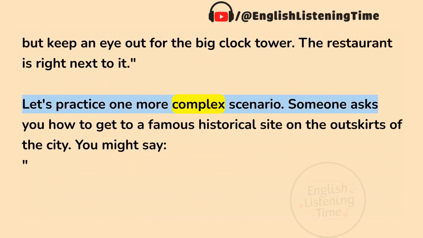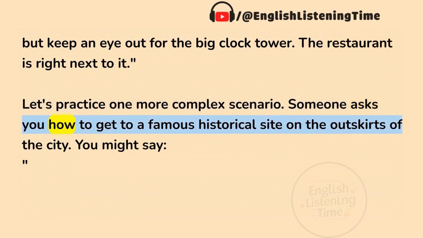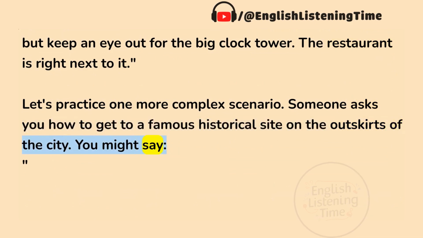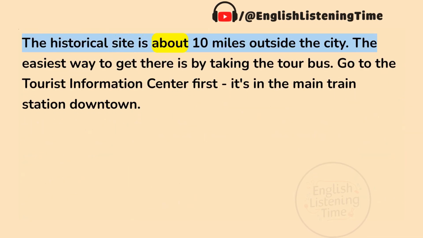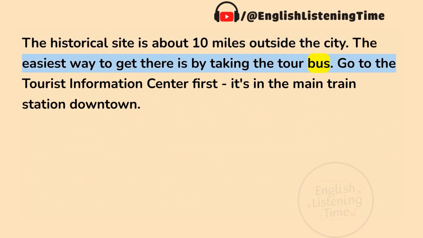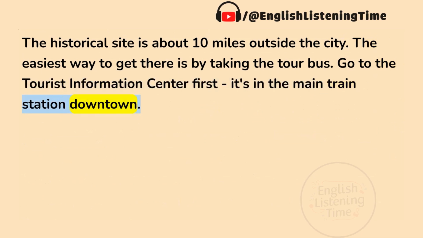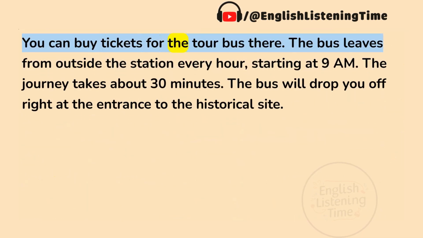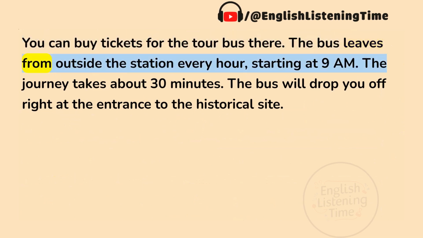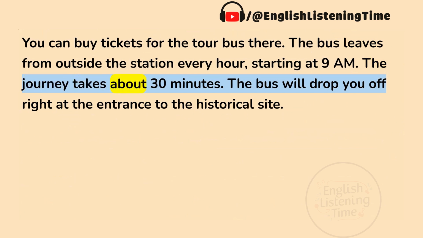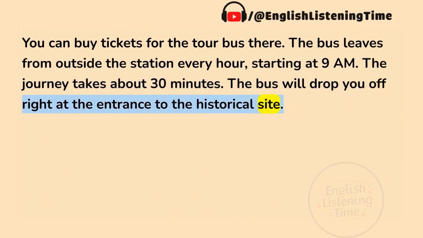Let's practice one more complex scenario. Someone asks you how to get to a famous historical site on the outskirts of the city. You might say, "The historical site is about 10 miles outside the city. The easiest way to get there is by taking the tour bus. Go to the Tourist Information Center first, it's in the main train station downtown. You can buy tickets for the tour bus there. The bus leaves from outside the station every hour, starting at 9 a.m. The journey takes about 30 minutes. The bus will drop you off right at the entrance to the historical site.